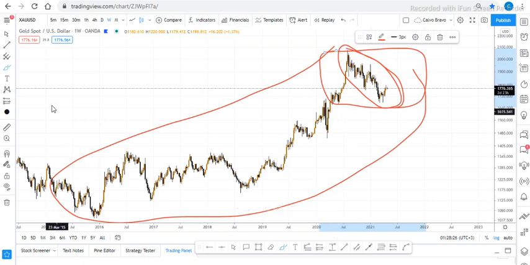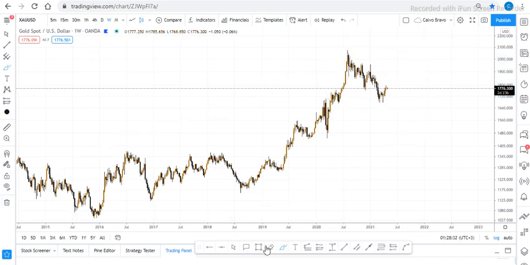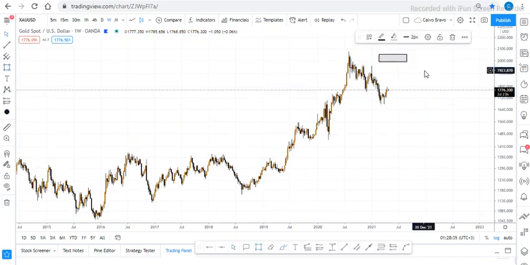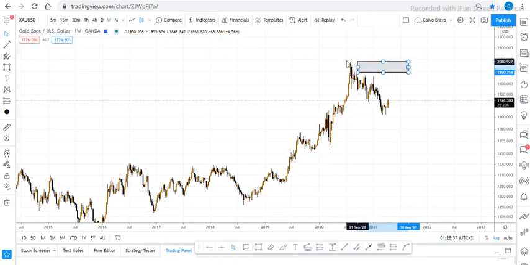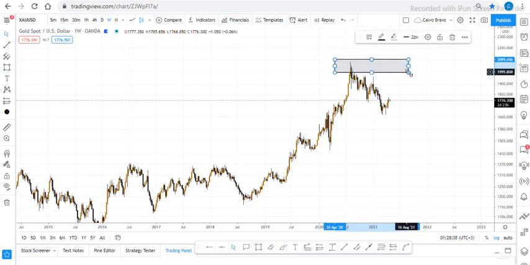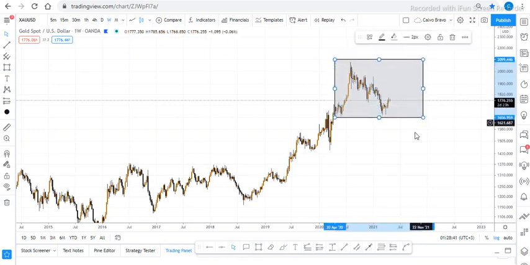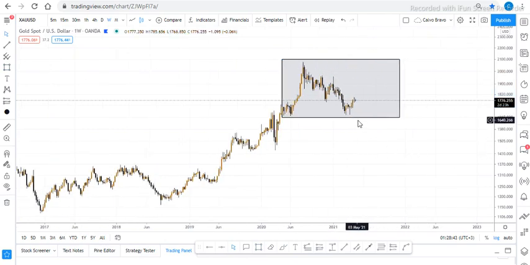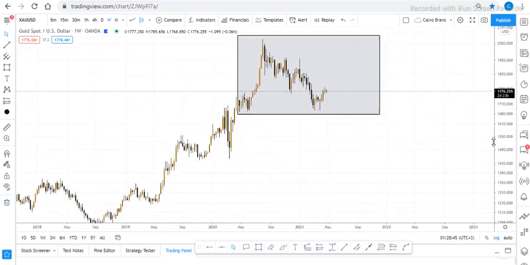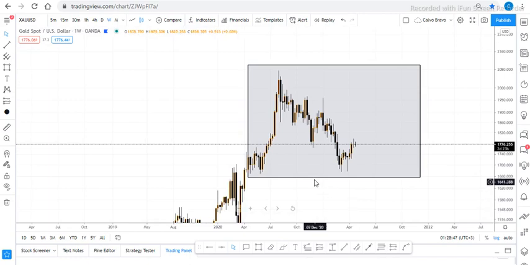So let's focus on the current market price, this zone here. This is the weekly time frame. This is the current market price in the weekly time frame. So let me remove this rectangle.